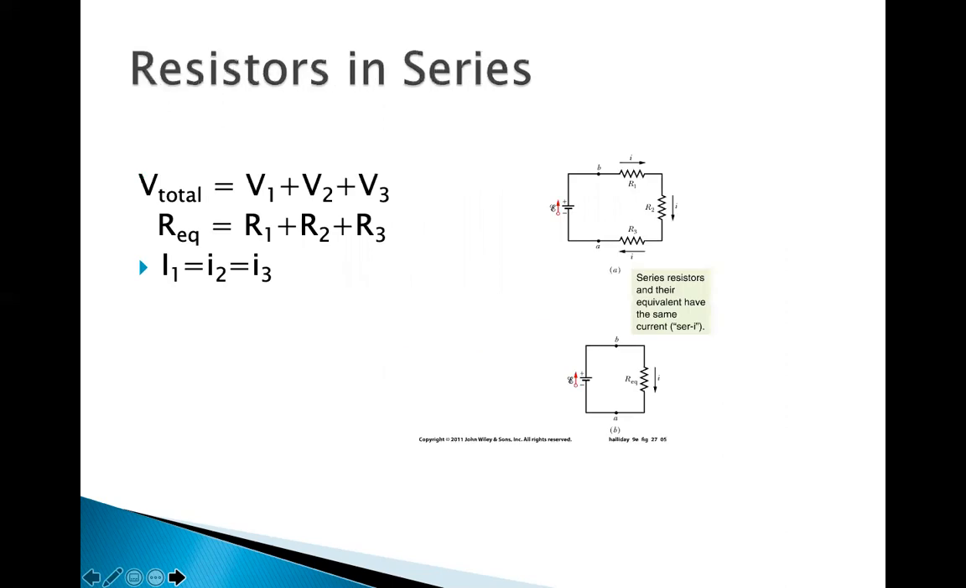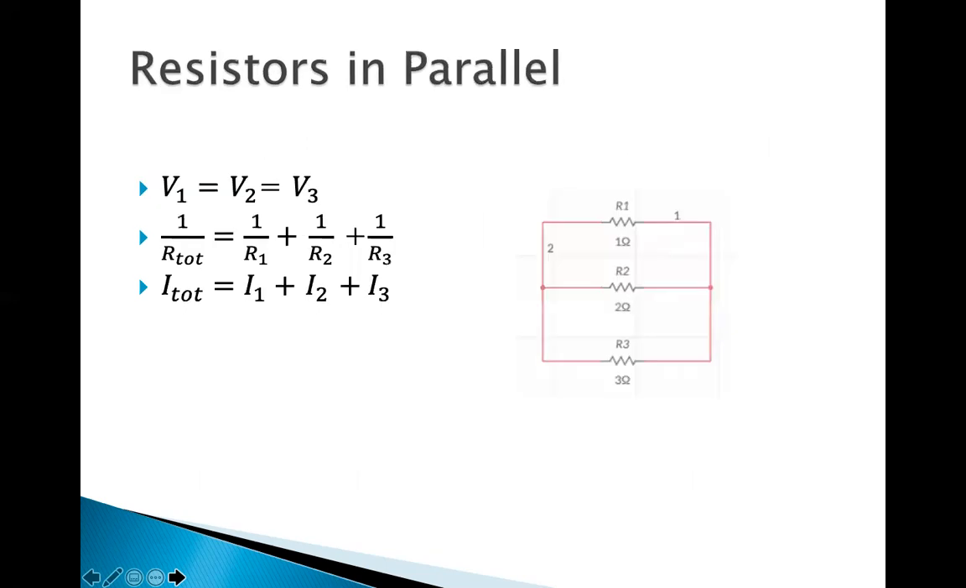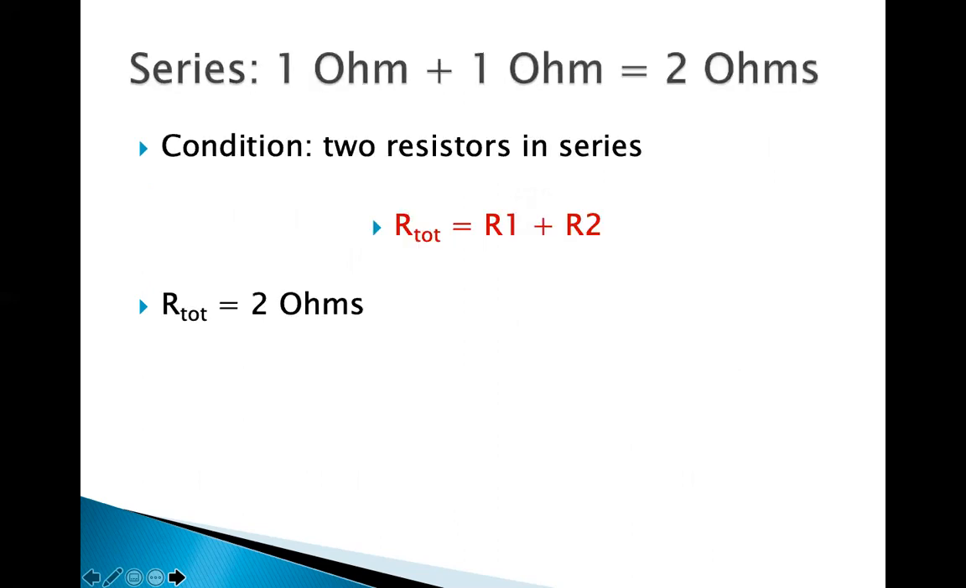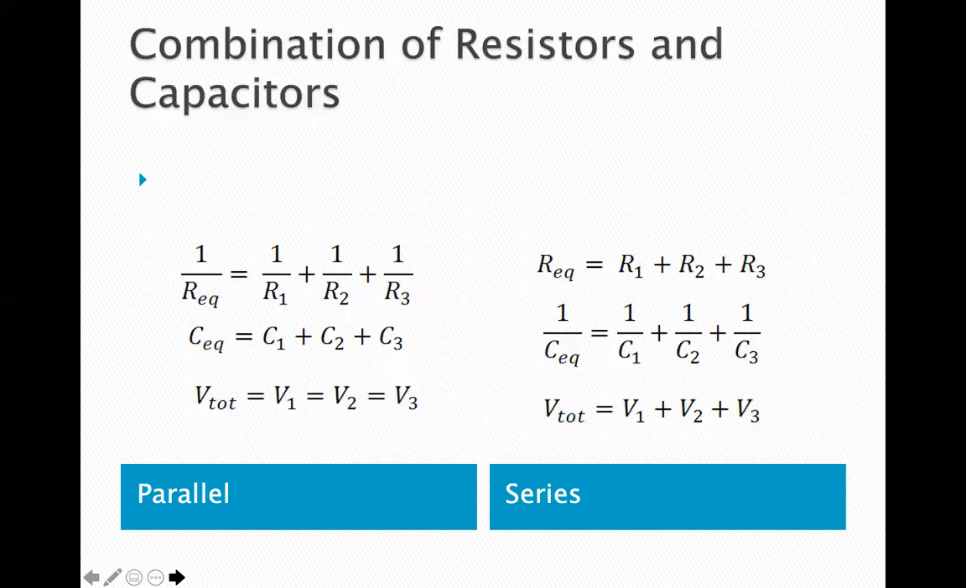Next, we talk about resistors in combination. When we connect resistors in series, the total resistance is the sum of the individual ones. When we connect resistors in parallel, 1 over the total resistance is the sum of 1 over R1 plus 1 over R2 and 1 over R3. One example, series connection: 1 ohm plus 1 ohm is 2 ohms. So that creates higher resistance.